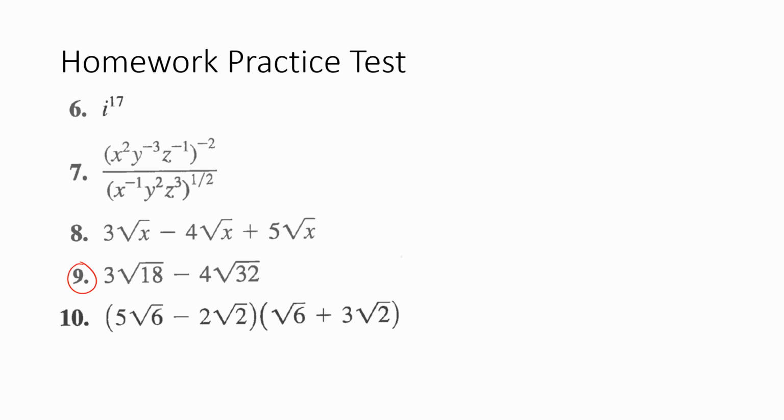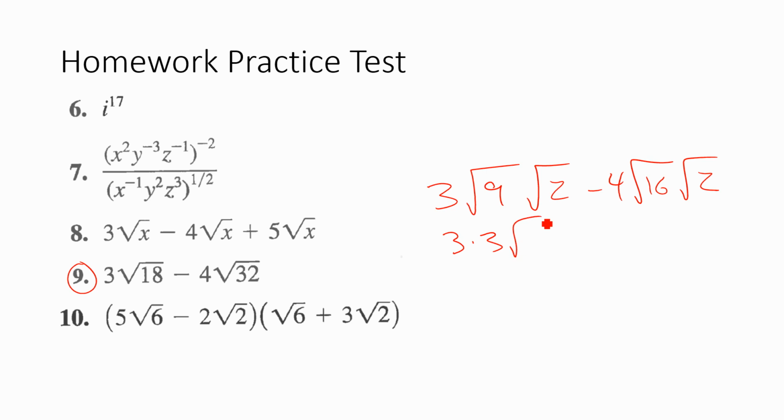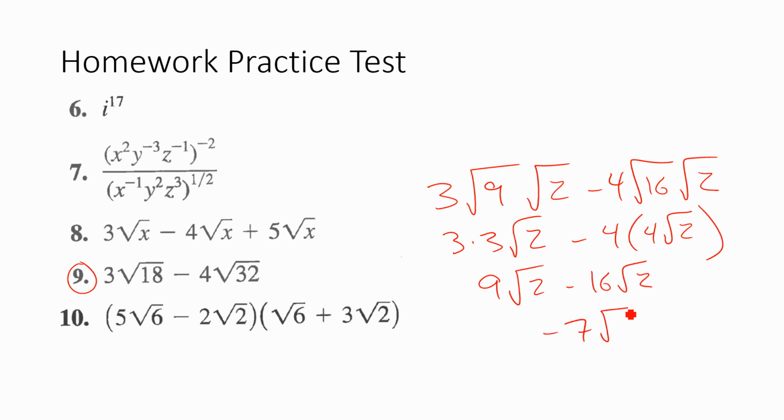Number 9, 3 times the square root of 18 can be broken up into 9 and 2. 32 can be split up into 16 and 2. So this is 3 times 3 rad 2 minus 4 times 4 rad 2. And so we'll have 9 rad 2 minus 16 rad 2 and get negative 7 rad 2.